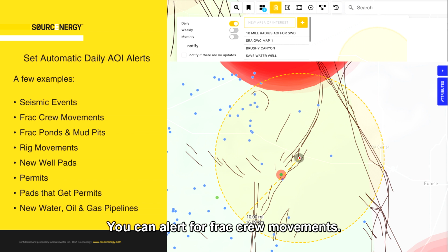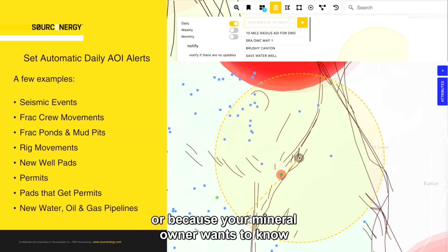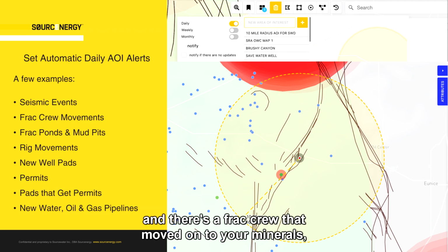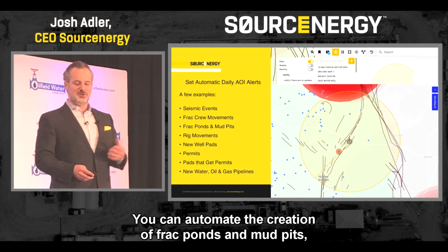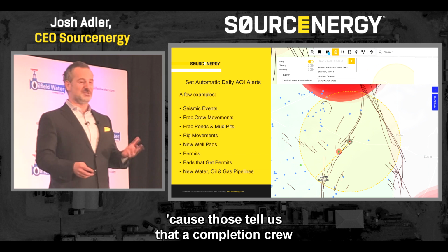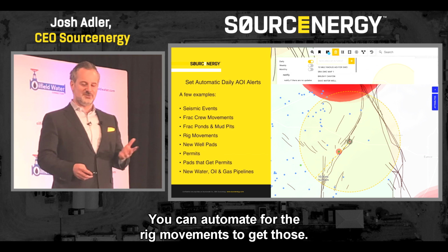You can alert for frac crew movements. So if a frac crew enters any lease area that you've mapped because you want to stay away from frac hits on your leases, or because you're a mineral owner who wants to know that you're going to be owed some royalties soon and there's a frac crew that moved on to your minerals, you can automate that alert. You can automate alerts for the creation of frac ponds and mud pits because those tell us that a completion crew or a rig is coming. You can automate for the rig movements because we've got those.